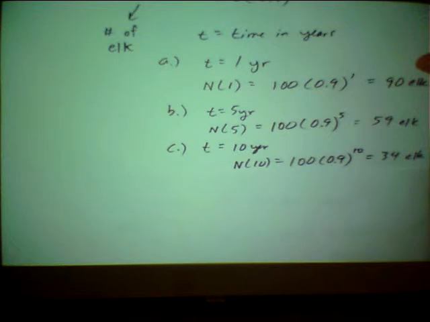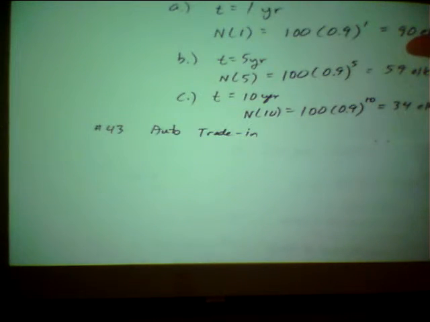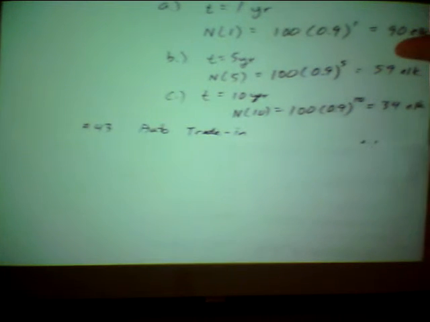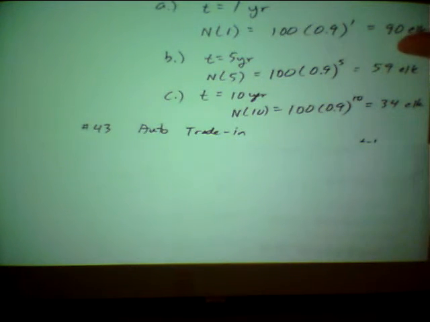The key thing is putting the number in correctly and being able to use your calculator. Now the second problem I looked at was number 43, titled Automobile Trade-in Value. Let me read it real quick. If a certain make of automobile is purchased for C dollars, its trade-in value, V of t, at the end of t years is given by, and they give me an equation. If the original cost is $25,000, calculate to the nearest dollar the value after 1 year, 4 years, 7 years.